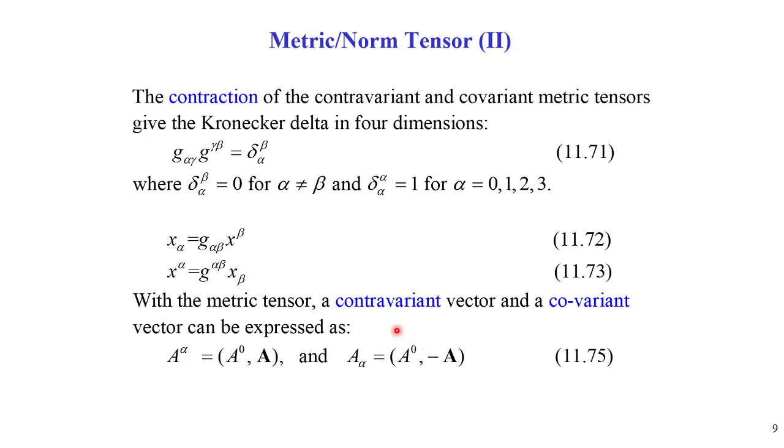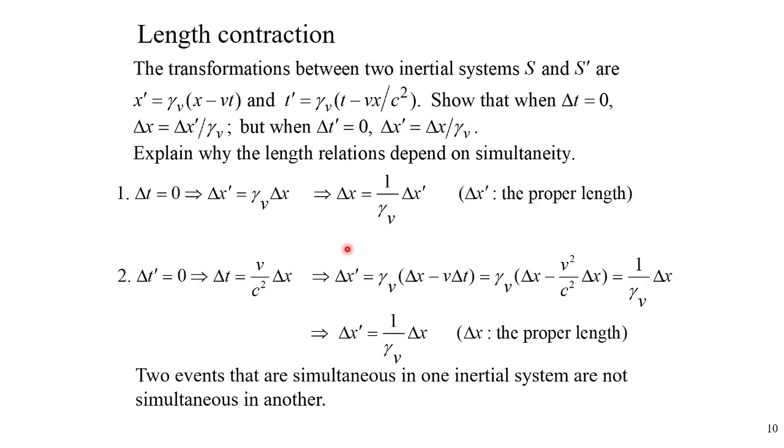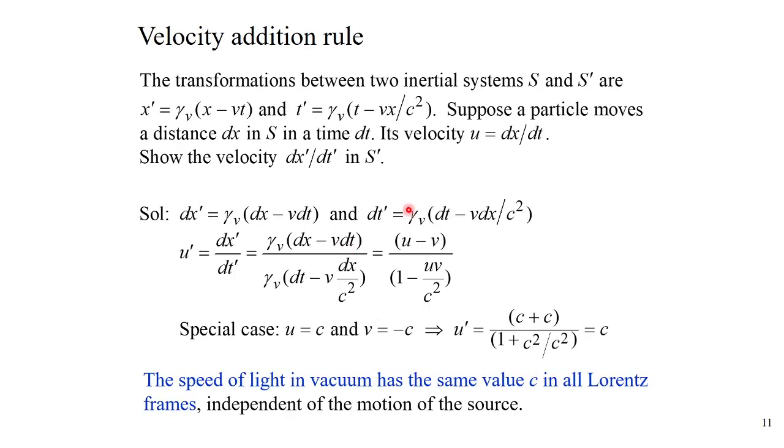So if we express in these components with the metric tensor a covariant vector and a contravariant vector, a covariant vector can be expressed as this one and this one. For the 0 component, it is the same, but for position, they differ by a minus sign, in terms of vector form. And I give you two examples.